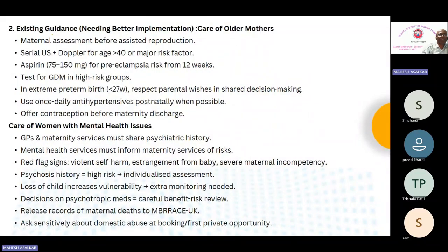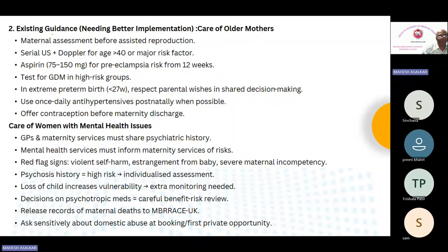Now, they also mentioned that there is guidance which already exists, but we need to strengthen it, or it needs better implementation. So for example, care of the older mother. There should be maternal assessment before assisted reproduction. Serial USG plus Doppler should be done after 40 years of age, or if there is any major risk factor. Aspirin 75 to 150 milligrams should be given for preeclampsia risk from 12 weeks onwards, and they should be screened for GDM. All high-risk patients should be screened.